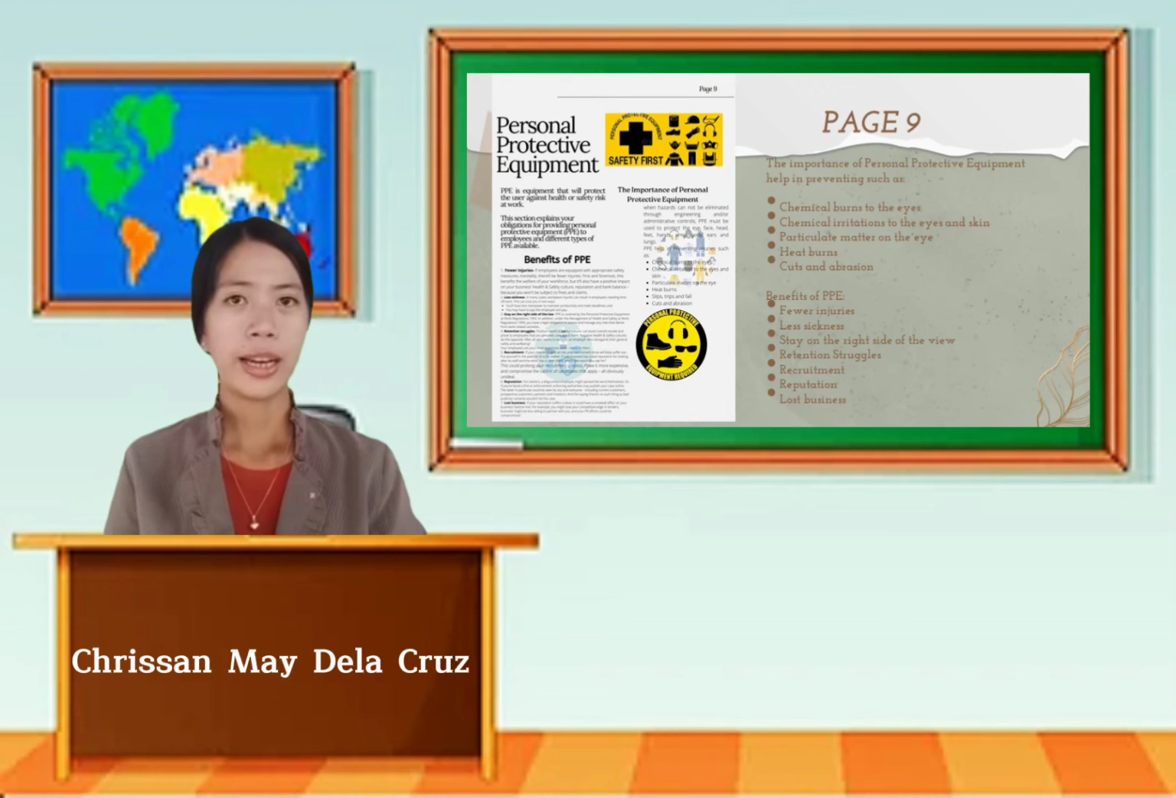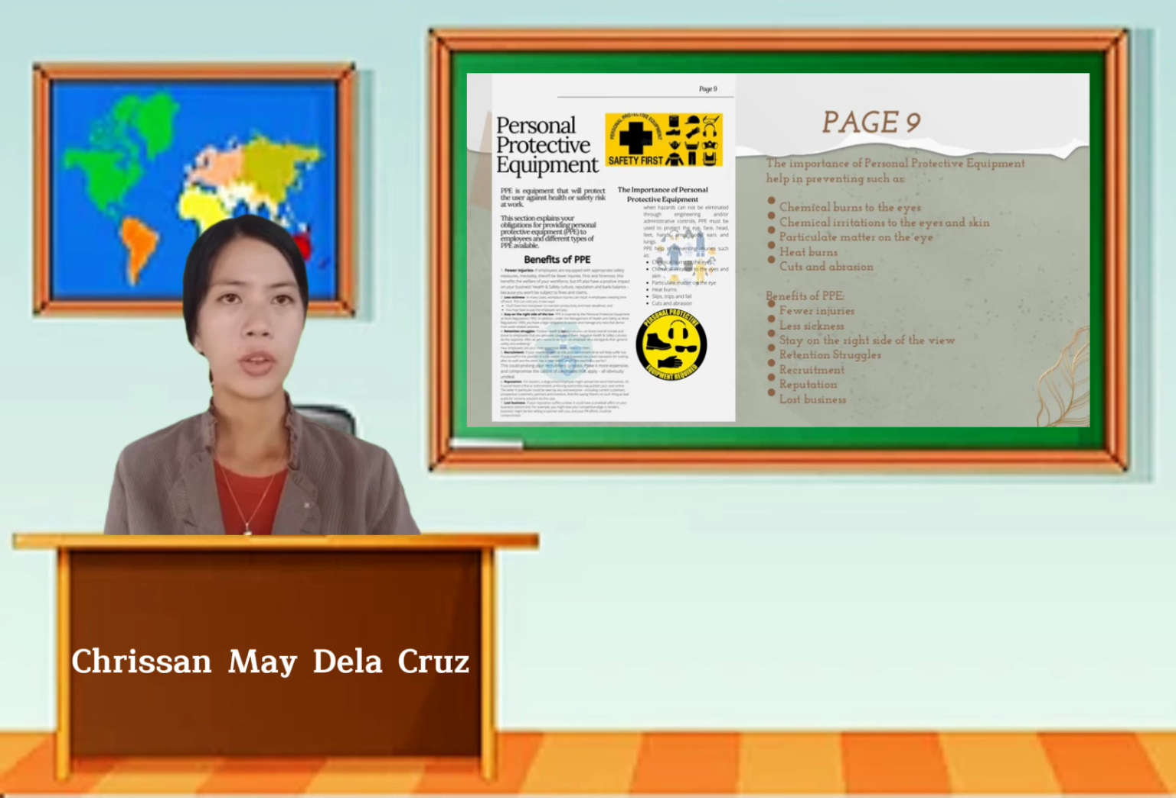On page 9, it talks about personal protective equipment. PPE is equipment that will protect the user against health or safety risks at work. This section explains the obligation for providing personal protective equipment to employees and the different types of PPE available. So there is the importance of personal protective equipment.